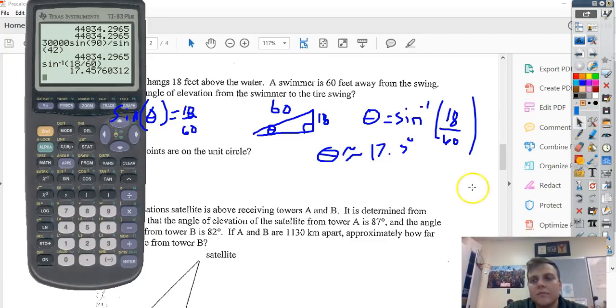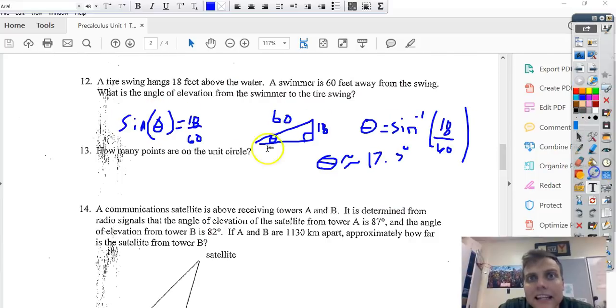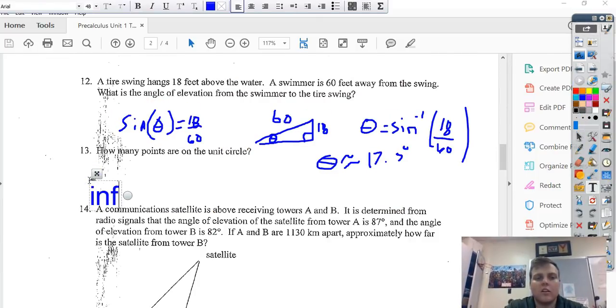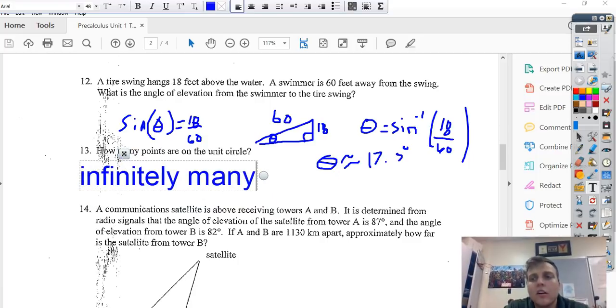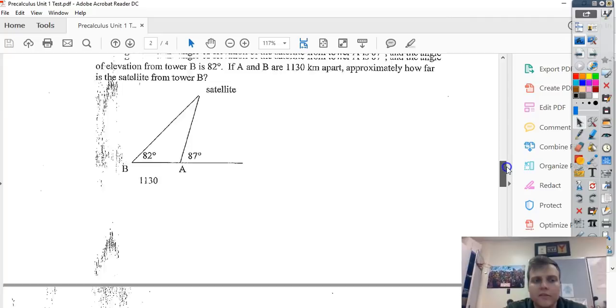Alright, moving on. Problem 13. How many points on the unit circle? Infinitely many. I know that on ours, we only talk about 16. Those are 16 specific ones. There are actually infinitely many. We just happen to only address 16 specific ones. Alright. So, moving on to 14, sorry.